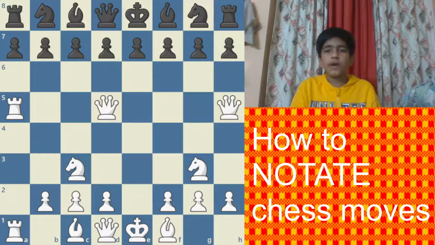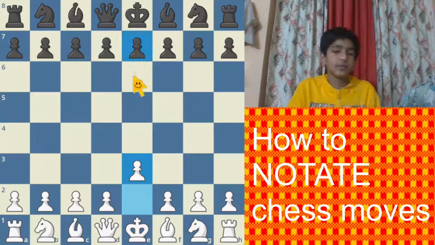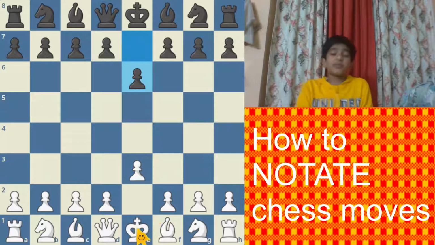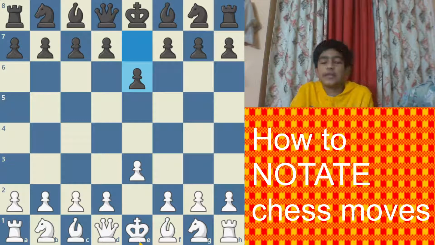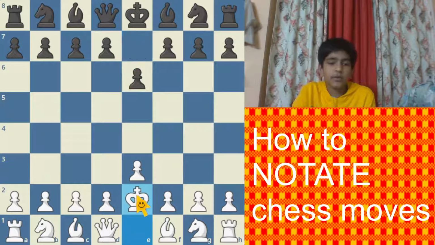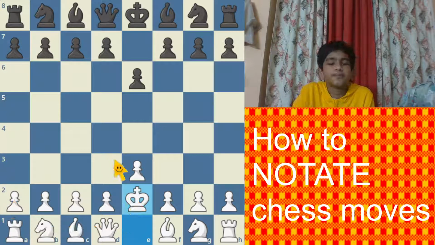So, I just remembered, I haven't told you about what if kings move. So I'll just do it like this. For kings, you write capital K and then the square which the king lands on. So this king went here, E2. Okay.